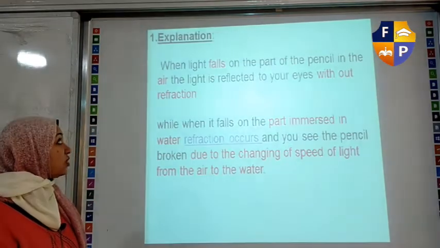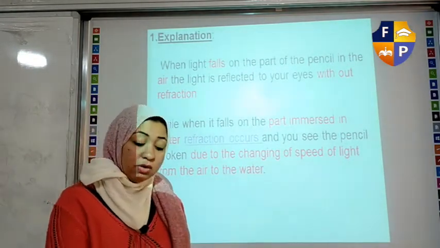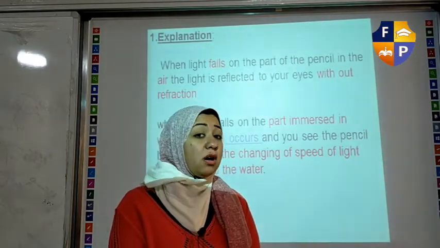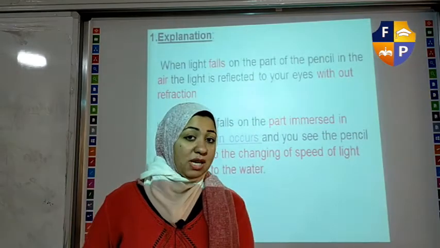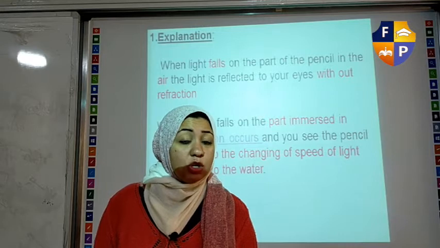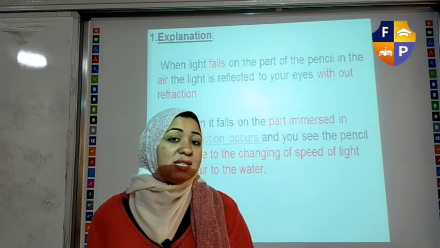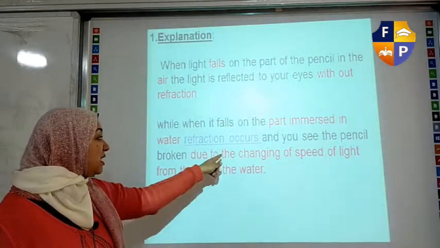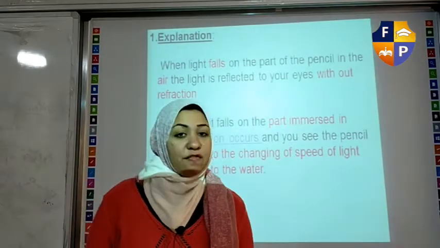What is the explanation of this? When the light falls on the upper part of the pencil in the air, a transparent medium which has a high optical density, the speed of the light decreases. While when the light falls on the water, which is another transparent medium, it has a lower optical density and a higher speed of the light ray. So this change of the speed of the light from air to water causes the light refraction.